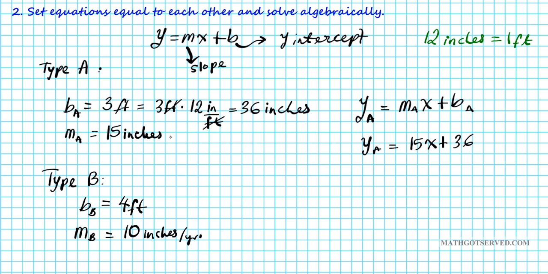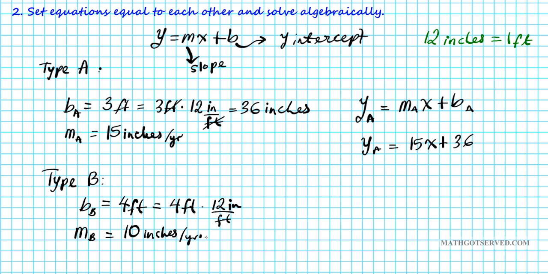Okay, now, am I ready to write my equation in slope-intercept form? The answer is no. Why? Not because the units are inconsistent. So just as we did for type A, we have to convert 4 feet into inches so we can have consistency with our units. So we have 4 feet times how many inches in a foot? 12, right? So 12 inches per foot.